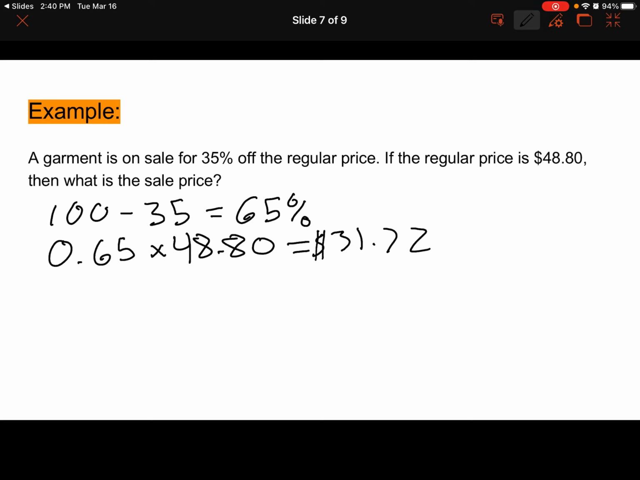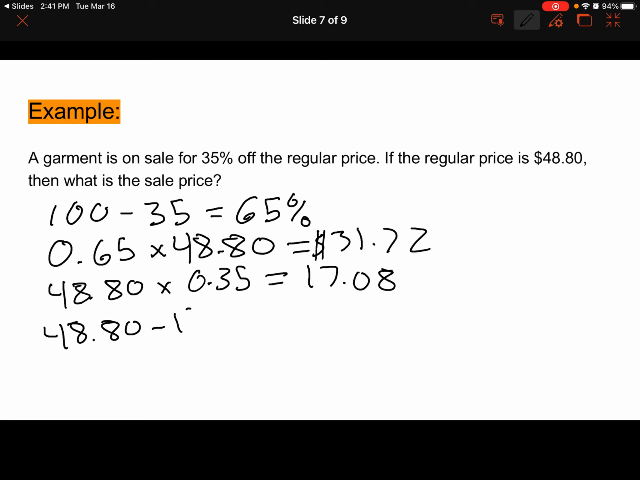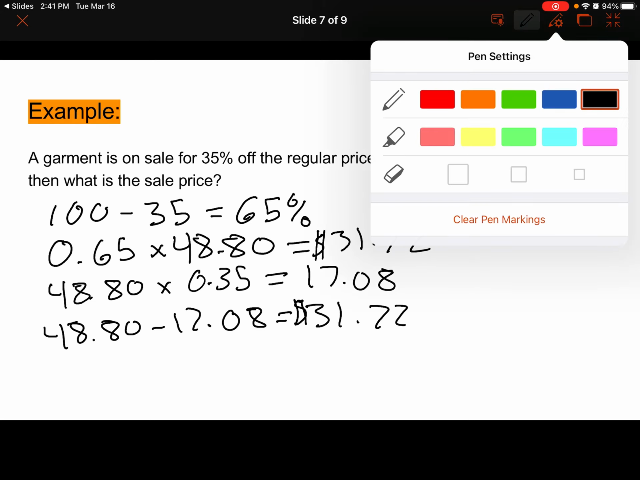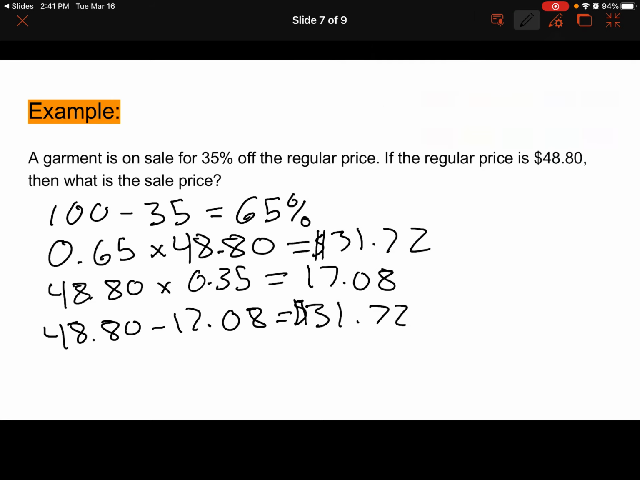Let's try this another way, though. Let's try it if we would just find out what 35% of the price was. So 48.80 times 0.35 equals 17.08. And now we could subtract 48.80 minus 17.08, and that will give us, of course, 31.72. Oops, that's very hard to read, 7. I apologize. Like that. All right, so notice how we got the same answer there doing two different methods, and you're welcome to use either one of these methods you prefer.